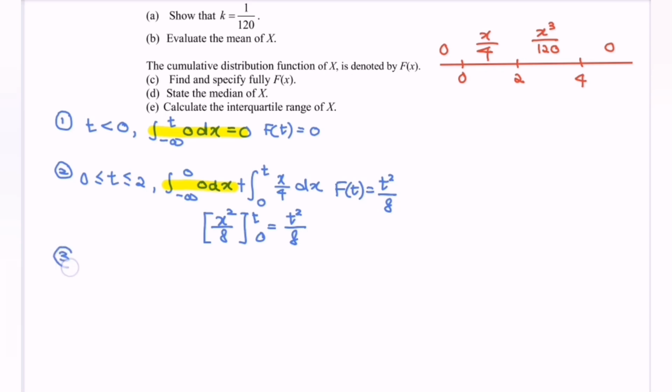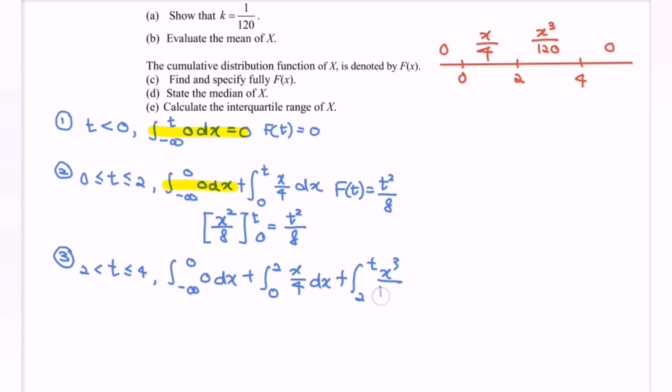Part number 3 refers to the domain where we have t greater than 2, less than or equal to 4. So integrate from negative infinity until 0 the function 0 dx, plus integrate from 0 until 2 the function x over 4 dx, plus integrate from 2 until t the function x to the power 3 over 120 dx. So this part is equal to this part.